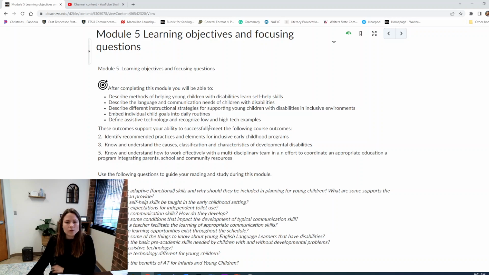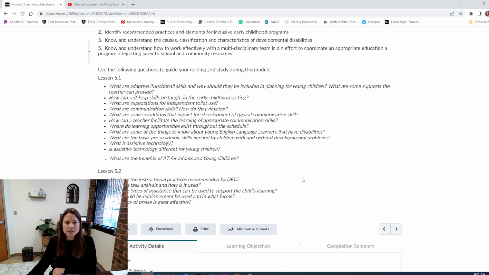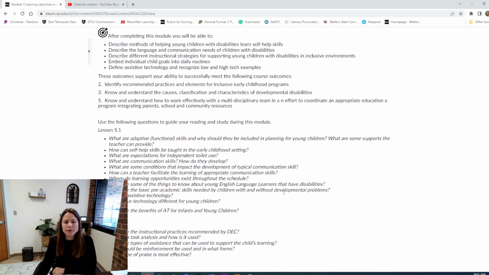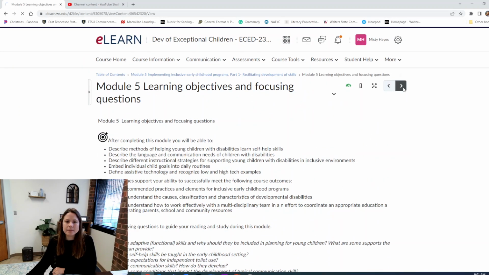Our goals will meet our course requirements for these course learning outcomes here. There are some guiding questions here that are going to help you, so make sure that you look at that. There are also guiding questions for the second part of the lesson as well. These guiding questions are really going to help you gain a further understanding as you're reading and studying.